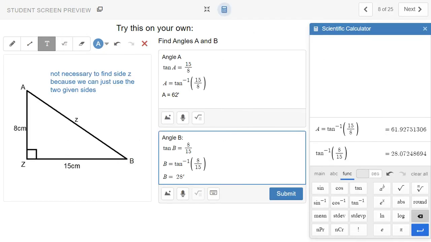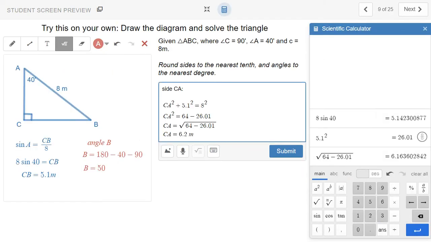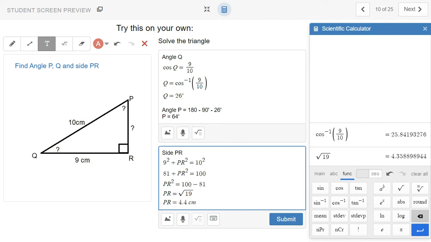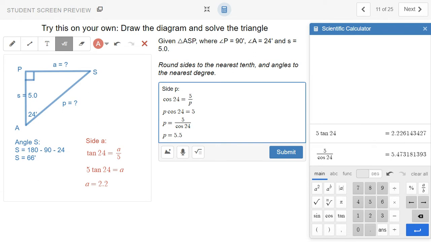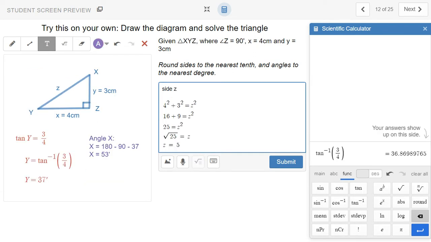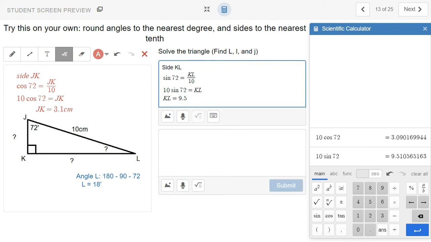Here's the solution for slide number 8. Solutions for slide 9. Solution for slide 10. This is a solution for slide 11. Solution to slide 12. Slide 13 solutions.